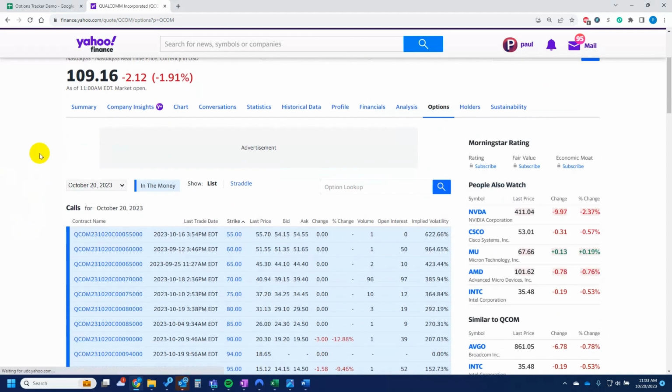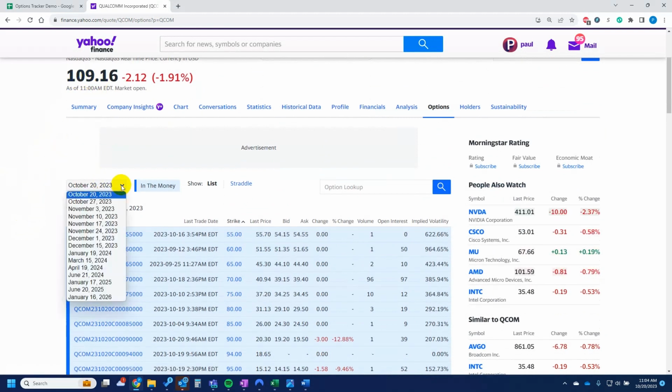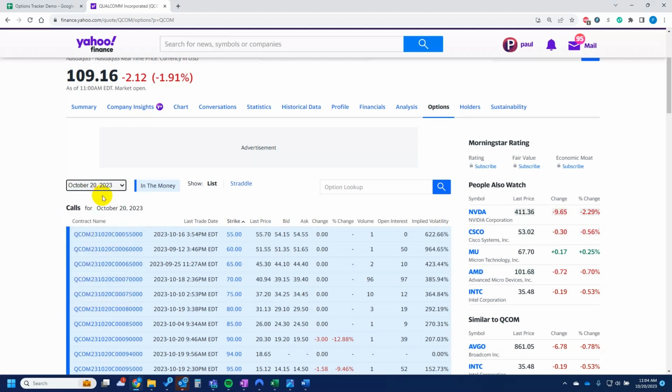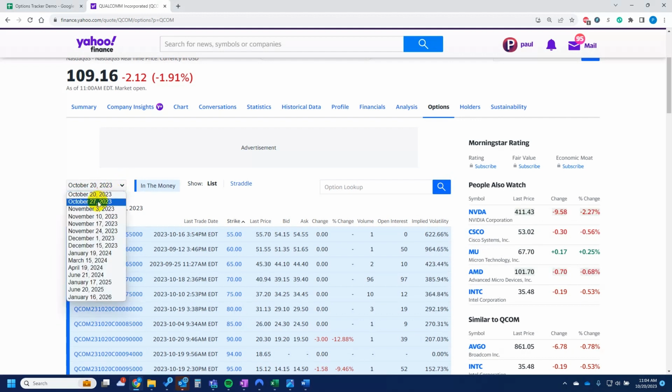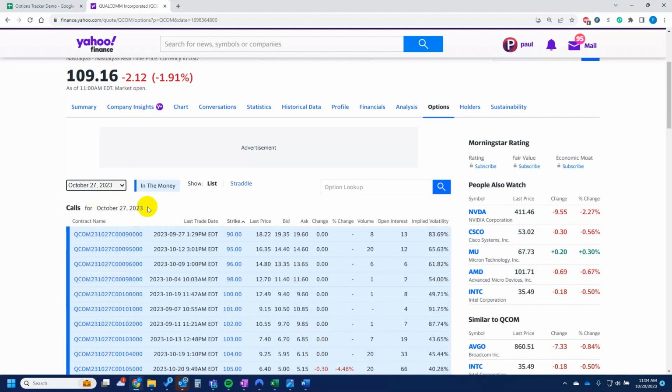So the first thing to bring your attention to, again, remember it's $109, is the term. Some stocks have monthly contract terms, others have weekly, some even go to daily, high volume ones. The next available option contract is October 20th. So that is, it's now, no, it's today. So I'm going to move it out to October 27th, next Friday.